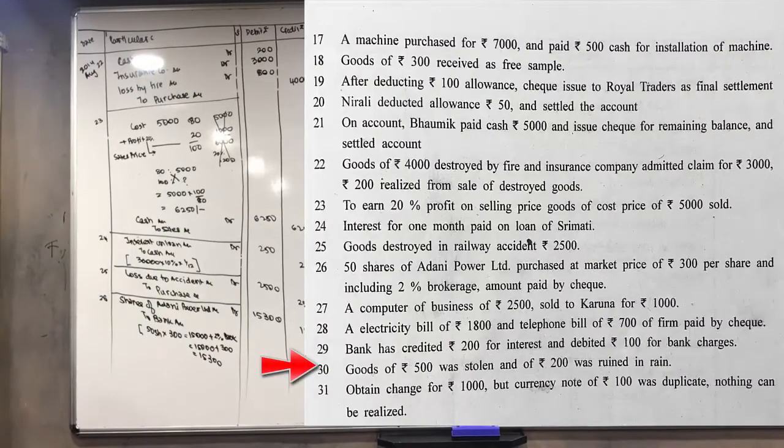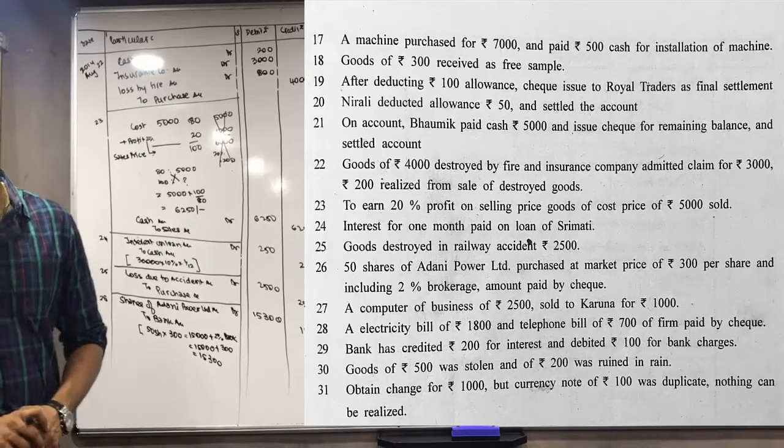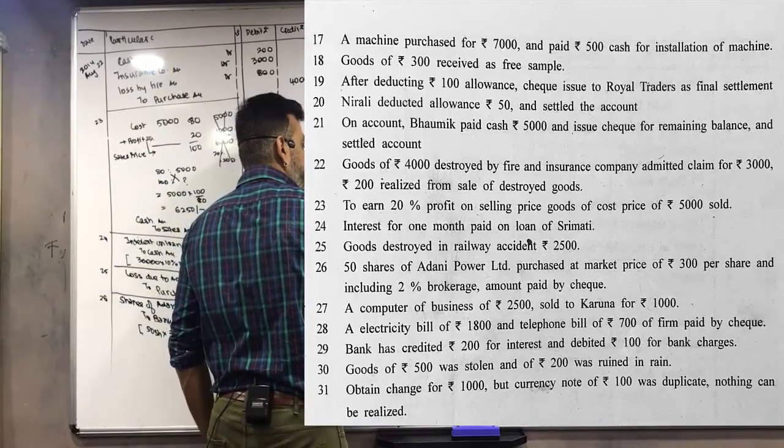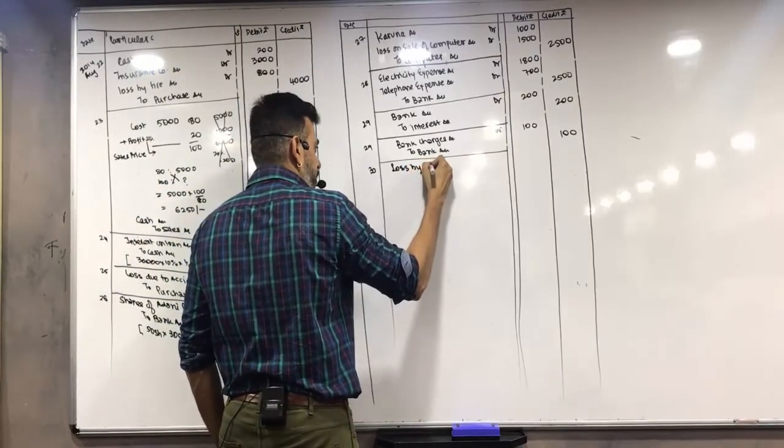Goods of 500 was stolen and of 200 was ruined in the rain. So what is the total loss? 700. So loss by theft account debit.